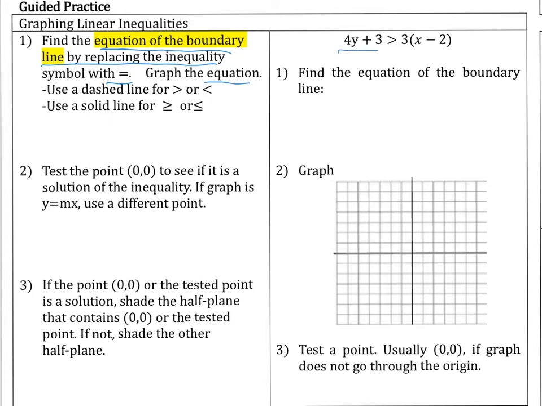So here I'm given an inequality, and I'm going to rewrite it as 4y plus 3 equal to 3 times the difference of x minus 2. Then 4y plus 3 equals 3x minus 6. I'm going to put this in standard form because I'm going to use the x and y intercepts to graph. You may choose to change it to slope intercept form to graph as well. So this will be equal to 3x minus 4y equal to 9.